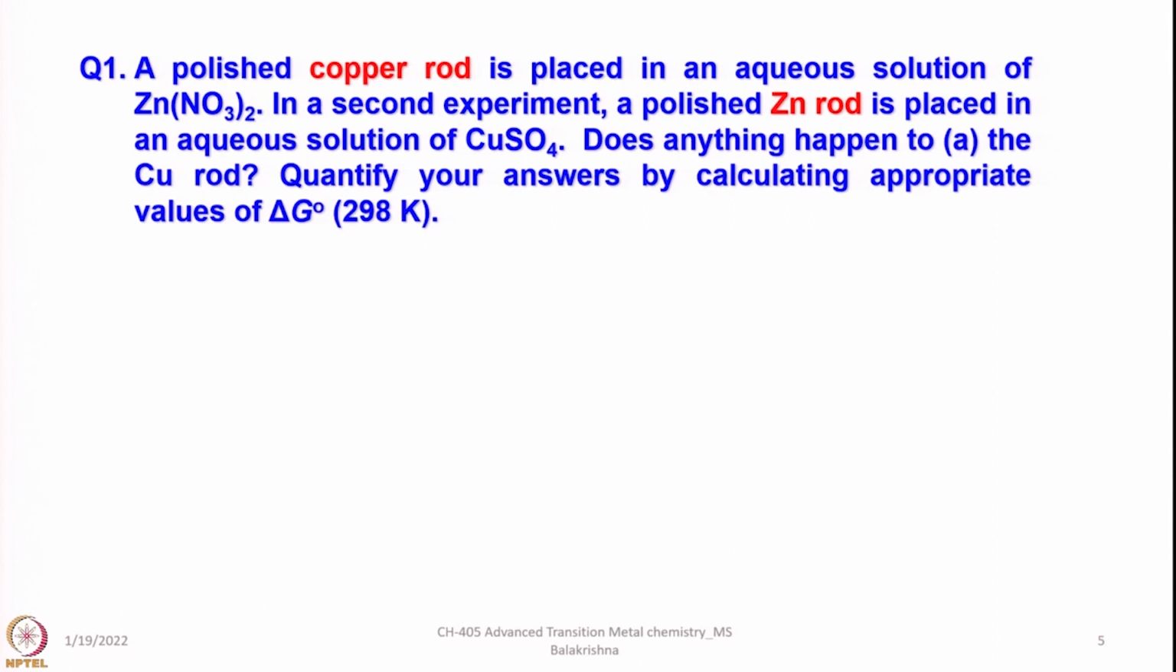I have given a question here. A polished copper rod is placed in an aqueous solution of zinc nitrate. In a second experiment, a polished zinc rod is placed in an aqueous solution of copper sulphate. Does anything happen to the copper rod? Quantify your answers by calculating appropriate values of delta G naught at 298 Kelvin. So, what we have to do is, from the redox potential table you can get the information about redox potential for the copper and zinc couple. The values are here.